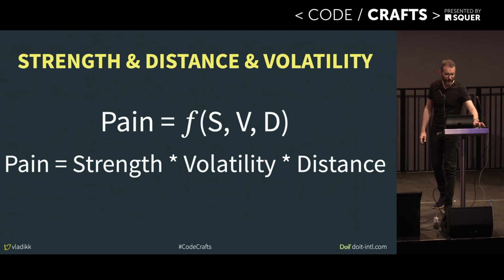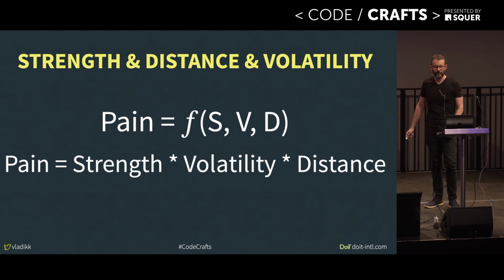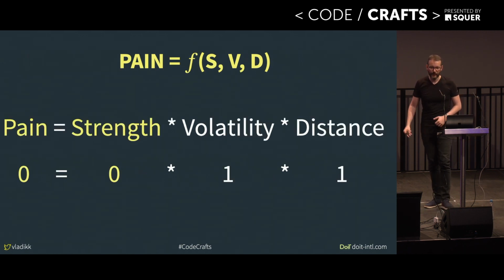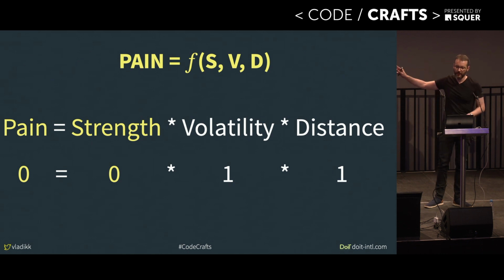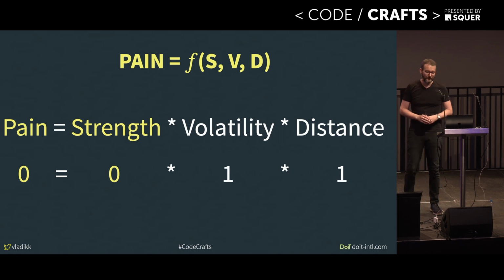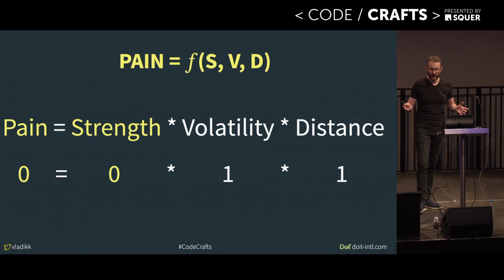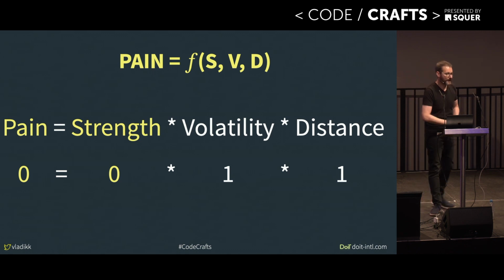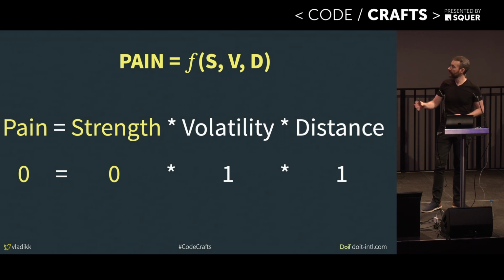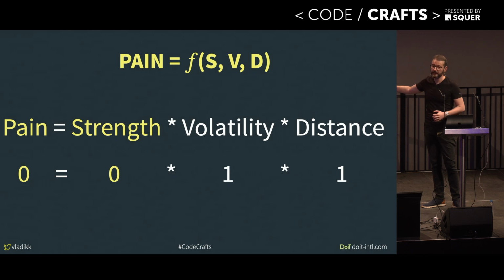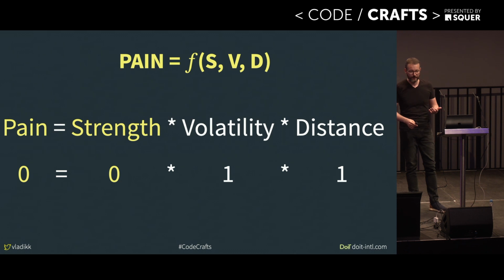Let's quickly go through some examples. First, let's say that we have low strength, 0, over high distance with high volatility. Making cascading changes is going to be expensive because of high distance. High volatility makes it even worse. However, low integration strength balances the previous two out and minimizes the chances of those cascading changes happening. So our pain is 0.